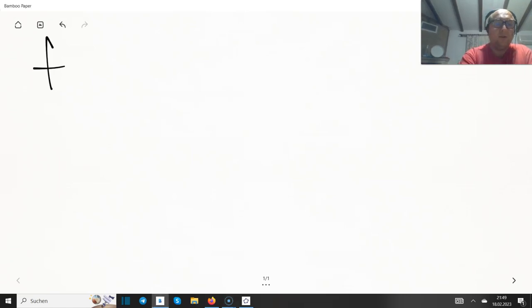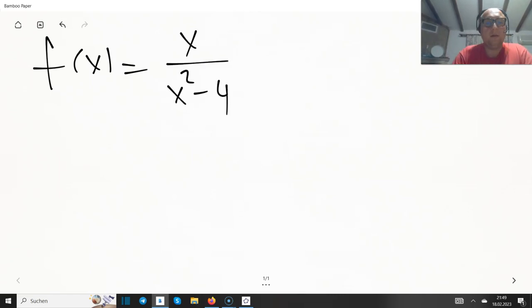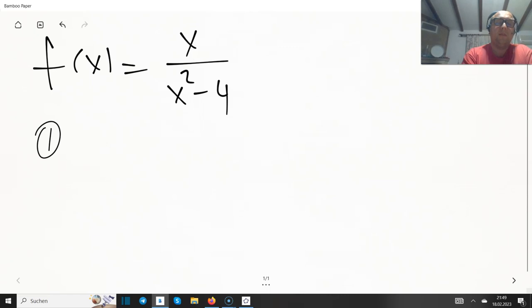Today let's do one more function. We got x over x squared minus 4, a nice hyperbola, and we're gonna go through all the 7 steps. Step number 1, the domain. We are allowed to have everything but plus minus 2, obviously because we would have 0 in the denominator.